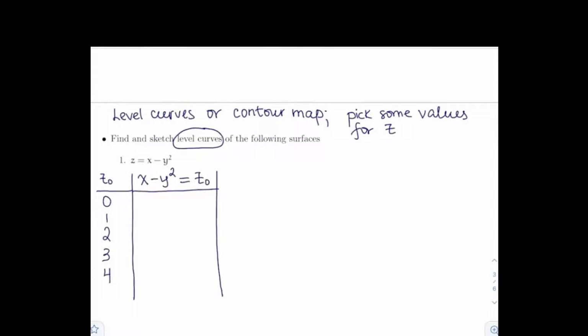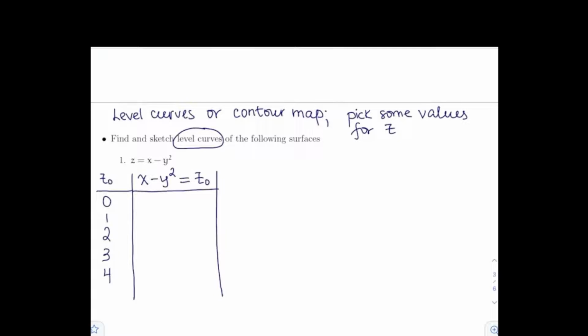Now you might be asking, how do I know how many to pick? Typically 4, 5, or 6 is a good number to get a general idea of what the surface looks like. And then we should also be worried a little bit about the domain and the range of these functions.